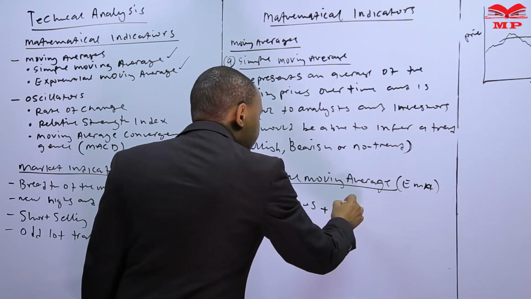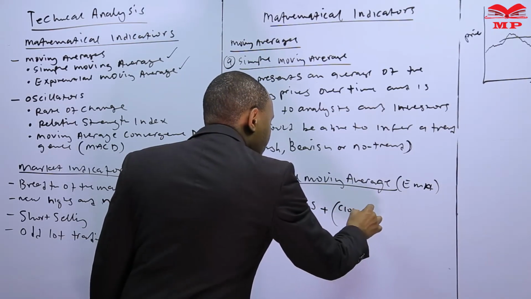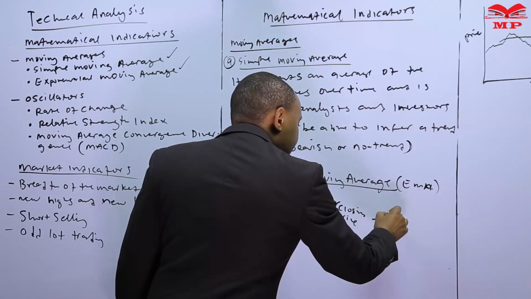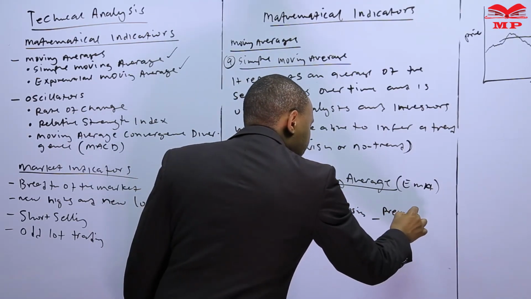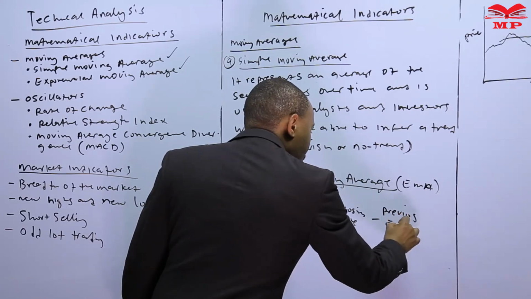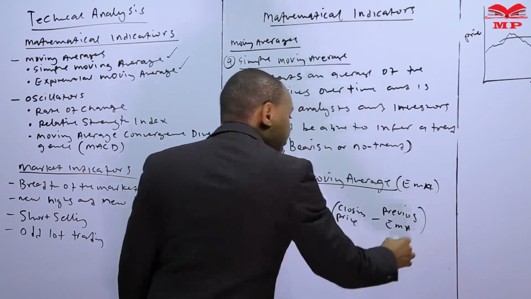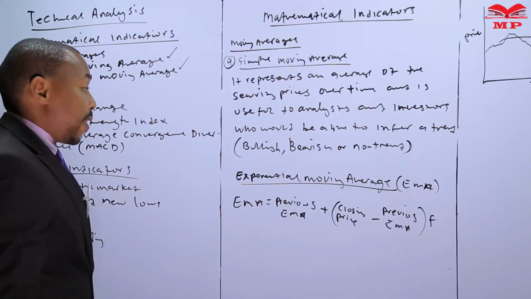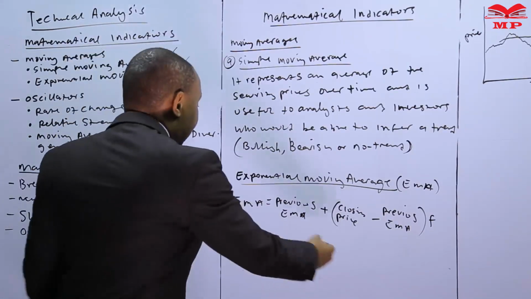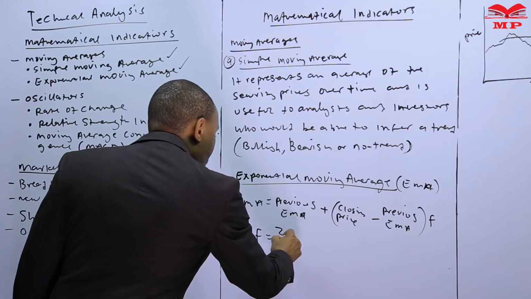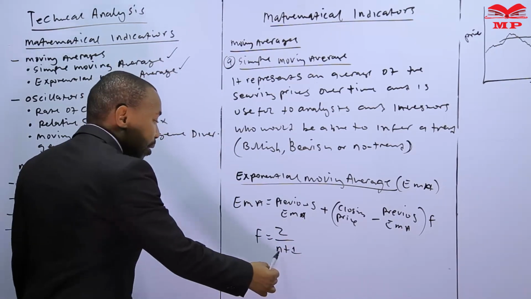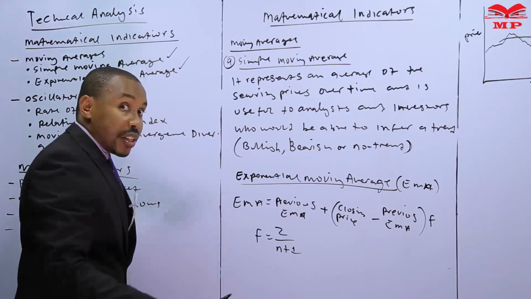We add the difference between the closing price minus the previous exponential moving average, and then you multiply by a constant, which is F. Now F is given as 2 over n plus 1, where n represents the moving average that we are looking at.